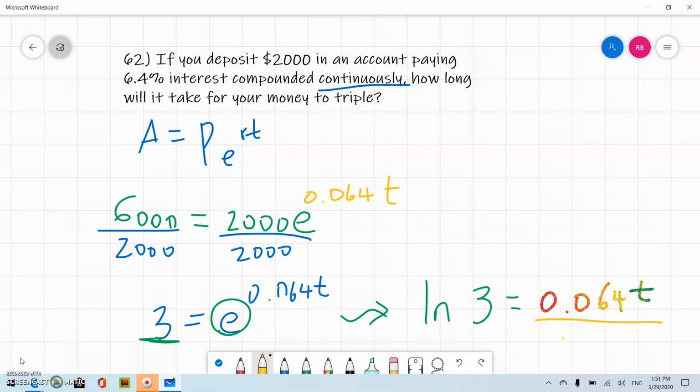So then, to get t by itself, you need to divide both sides by 0.064. So then t is equal to 17.17 years.